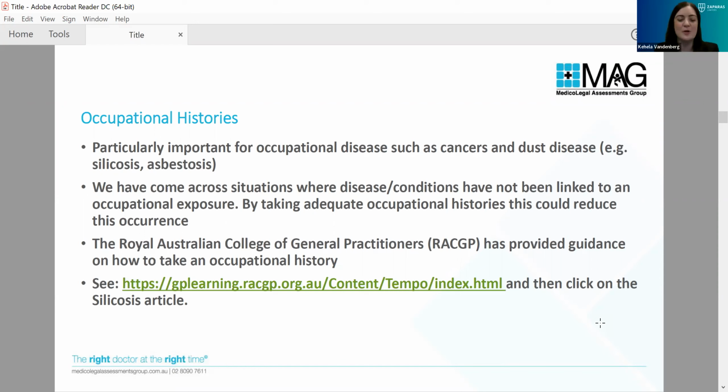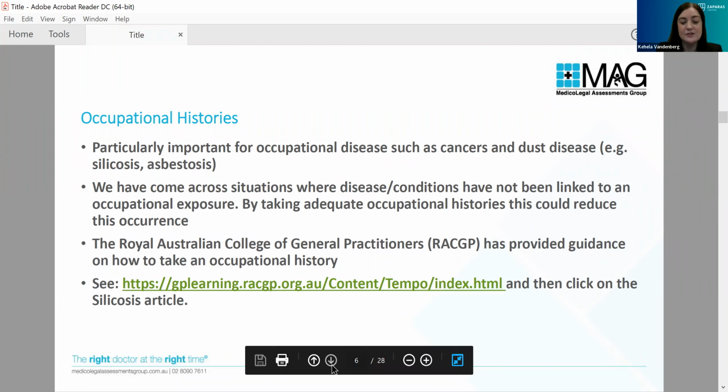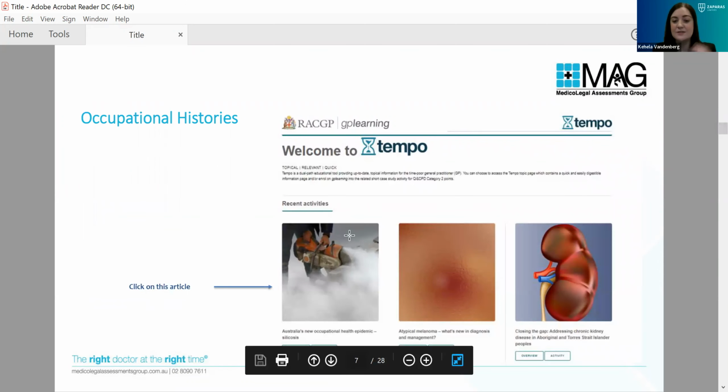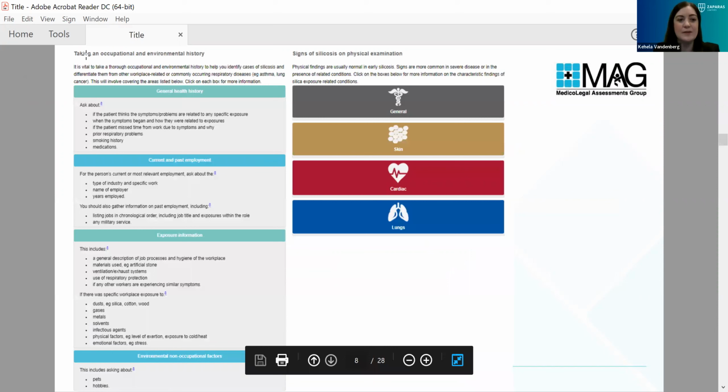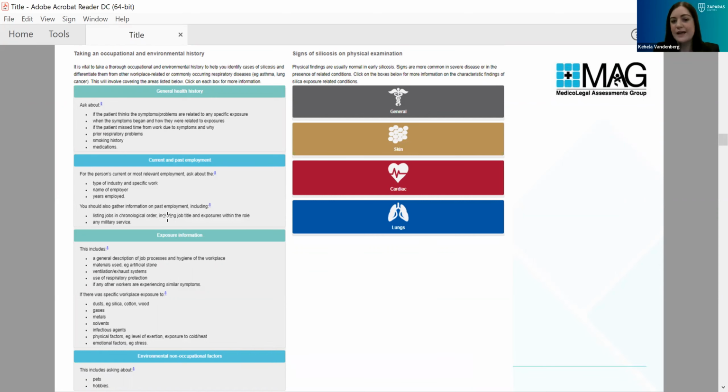Now, again, for the doctors in the room, you've probably got various resources available for taking an occupational history. One resource is that the Royal Australian College of General Practitioners does have an example. If you go to this link, it will take you to this website. If you go down the page, it's no longer under recent activities, a bit further down, there's an article on silicosis. You click that, and then if you go down the page, it'll take you to this topic here, taking an occupational and environmental history. So that can provide some further information. Again, this is more so for the doctors. Lawyers may have other types of questions they may wish to ask.